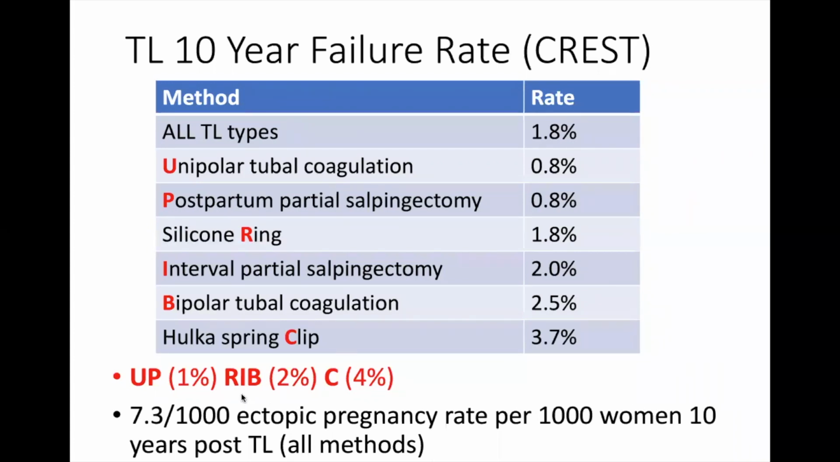So you can memorize it as up, rip, C. Okay, so up goes with unipolar and postpartum, they account for 1%. Rip is silicone ring, interval partial salpingectomy, bipolar, it's about 2%. And C with the Hulka spring clip, it's about 4%.